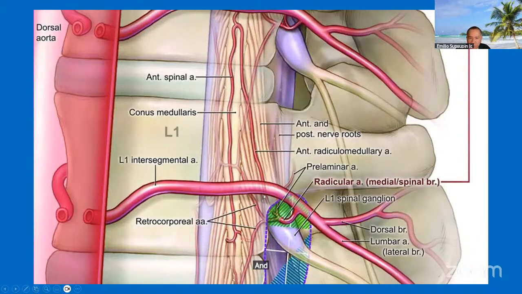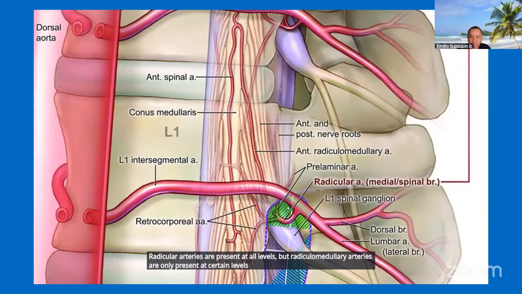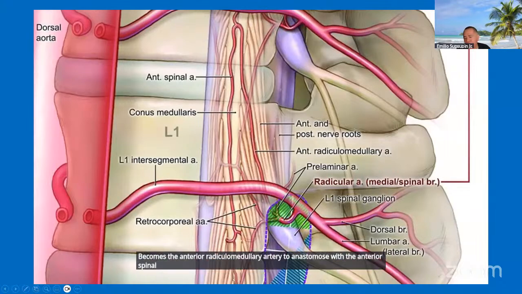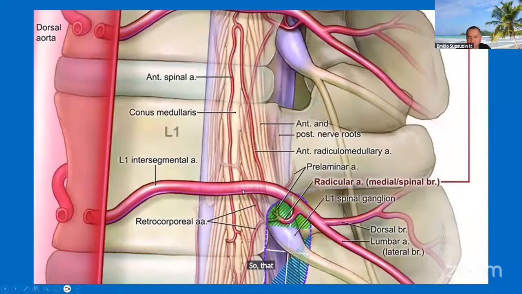And when it crosses the dura, it becomes a radiculomedullary. So the difference is radicular arteries are present at all levels, but radiculomedullary arteries are only present at certain levels. For example, in here, you can follow that this radicular artery crosses the dura, becomes the anterior radiculomedullary artery to anastomose with the anterior spinal artery. So that's what they're looking at. You have the spinal ganglion basically below, and here's the artery above. And then they divided this into 4 quadrants.